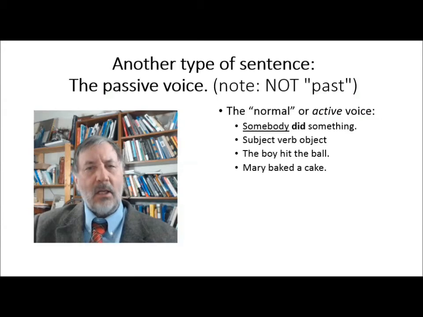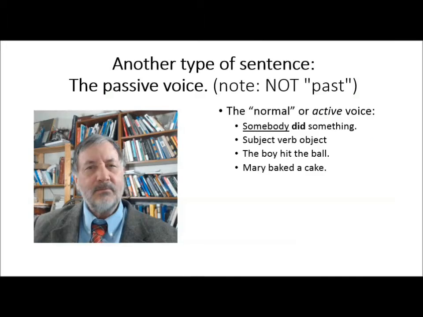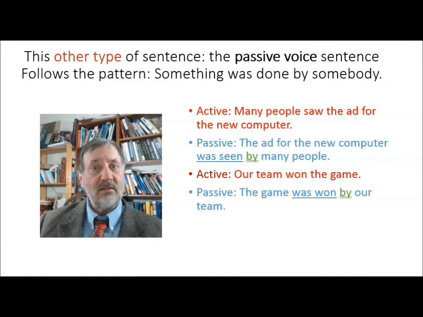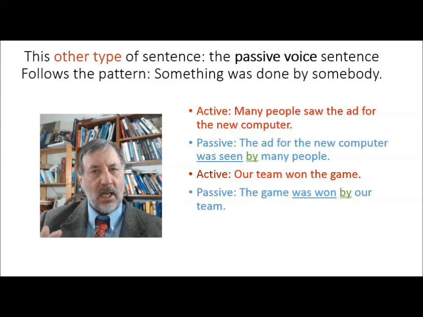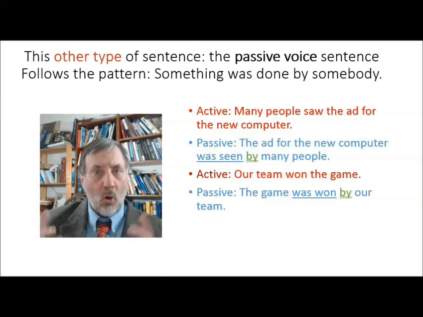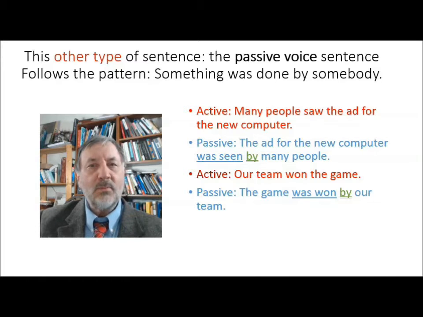There's another pattern that is equally possible, and that's what we're going to be discussing for just a couple minutes. This other kind of sentence is called the passive voice sentence, and it follows the pattern of something was done by somebody. So I'm going to give you a couple of different examples, first in the active voice and then the passive voice, and you can start to see how the form changes between the two. So the normal form, and then using the air quotes again, many people saw the ad for the new computer. Or, in the passive voice, the ad for the new computer was seen by many people.